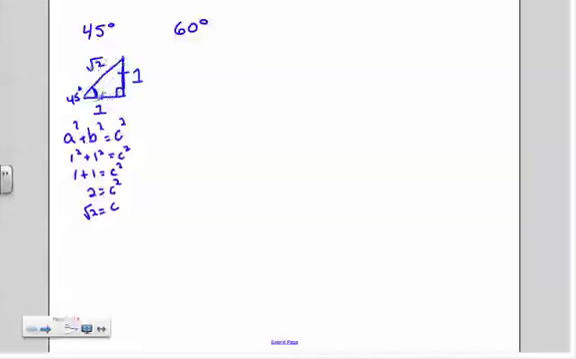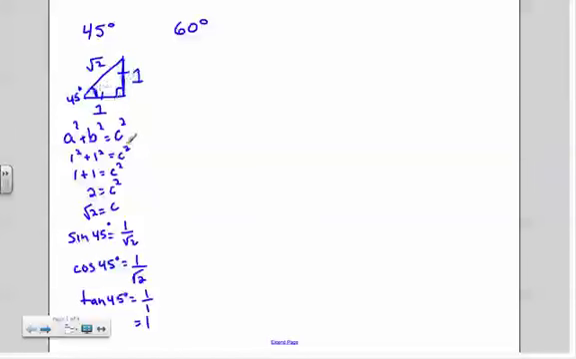So now I can SOHCAHTOA this to know that the sine of 45 is 1 over root 2. Because SOH, S-O-H, says the sine of the angle is opposite over hypotenuse. The cos of 45 degrees is 1 over root 2 as well, because CAH, C-A-H, the cos of the angle is adjacent over hypotenuse, and the tan of 45 degrees equals 1 over 1, which is just really 1, because TOA, T-O-A, is opposite over adjacent.